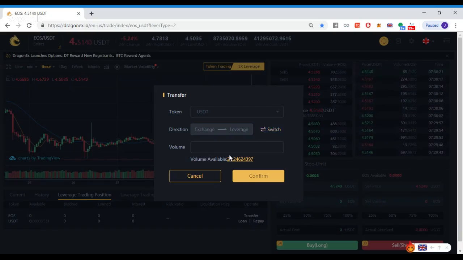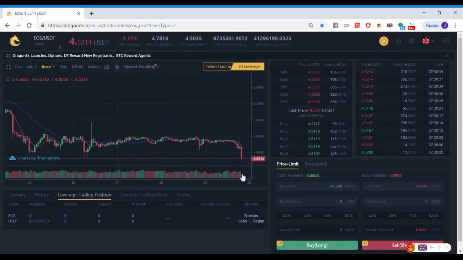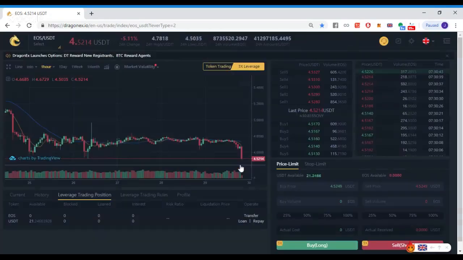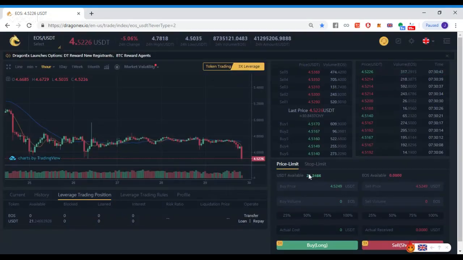You're also able to pick the exact volume or amount that you want to transfer. Let's say we don't want to trade with the whole 21 bucks. We can easily send $10 over there and then leverage with that. But in this instance, we're going to use the whole 21. We're going to confirm that. Transfer successful. Now we see our USDT available on our 3x leverage account.